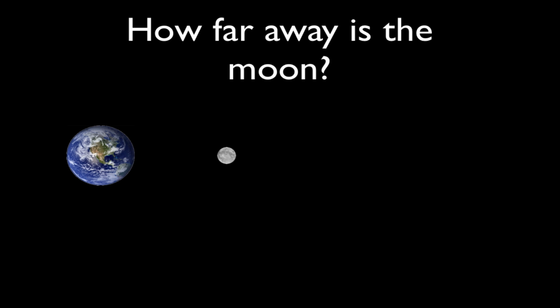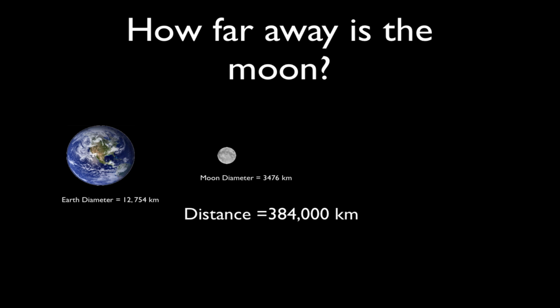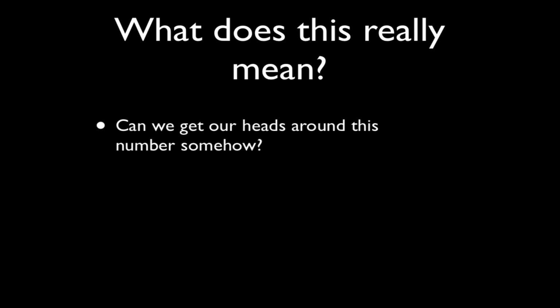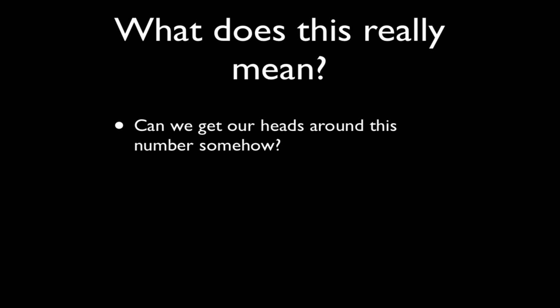And of course what we ended up doing was looking up the real answer on Google. We started off by getting the diameter of the Earth, the diameter of the moon, and looking up the actual number. Of course, we're getting 12,754 kilometers and 3,476 and this huge distance of 384,000 kilometers. And the problem is, these are just numbers. What does this really mean? Can we somehow get our heads around this number to really get an intuitive idea of what we're talking about?